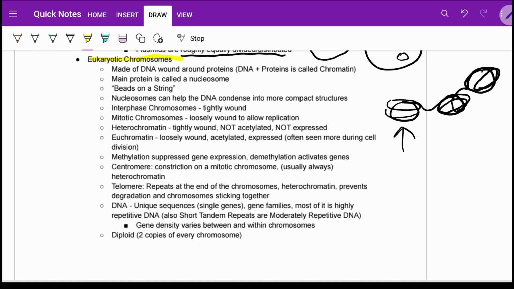We actually have special words for this. So interphase chromosomes are tightly wound, and those would be called heterochromatin.